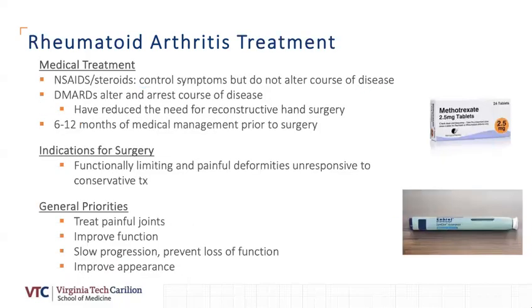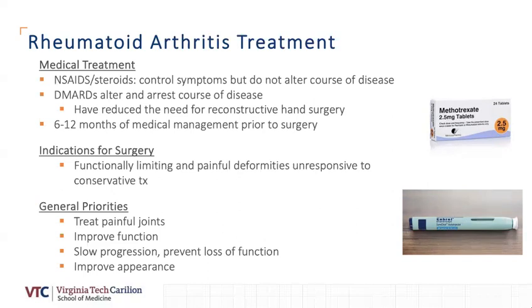So non-surgical treatment is the mainstay for rheumatoid arthritis patients. NSAIDs and steroids are very commonly used. However, they are more for symptomatic control and they don't actually alter the course of the disease. Since the advent of DMARDs, it has actually greatly improved the treatment of rheumatoid arthritis and has decreased the amount of reconstructive hand surgeries because these DMARDs alter and arrest the course of disease.